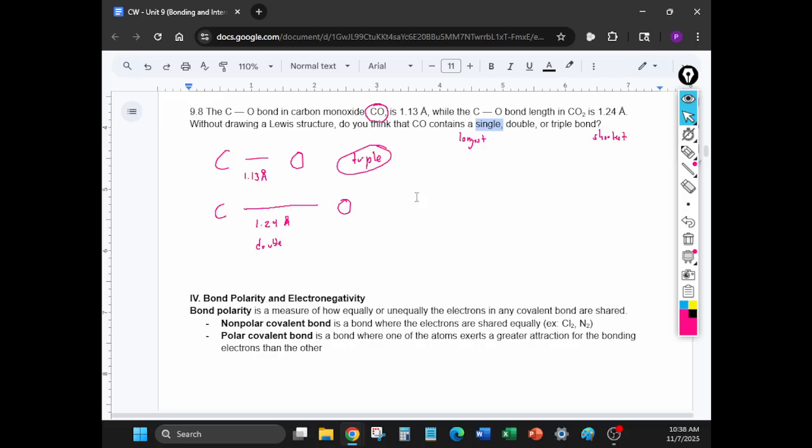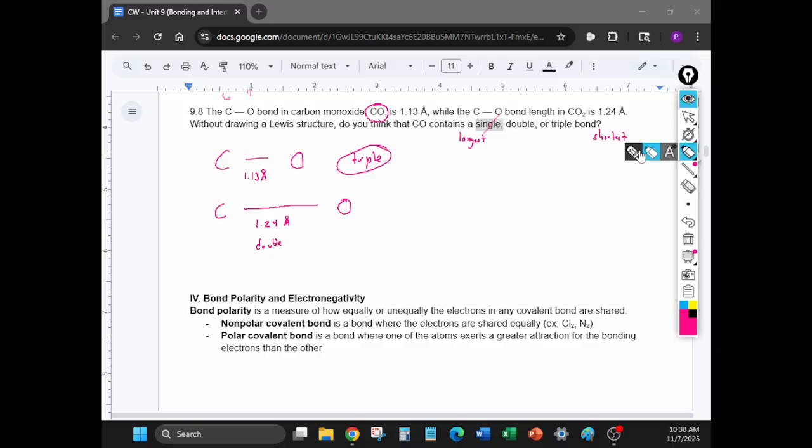If we didn't know CO2, then we would just know it's not a single, right? Because it has to be one of the shorter ones. And then from there, you can just guesstimate based on the number of electrons. So you would know this is 6 and this is 4, so that's a total of 10, right? And so you need to have 8 for all of them, so there's probably going to be 6 in between, 2 on the ends.